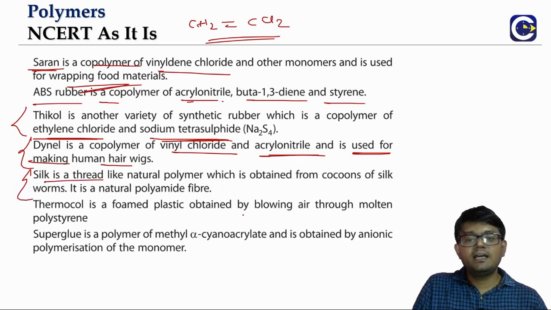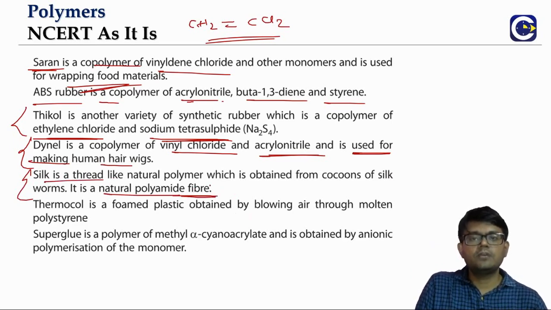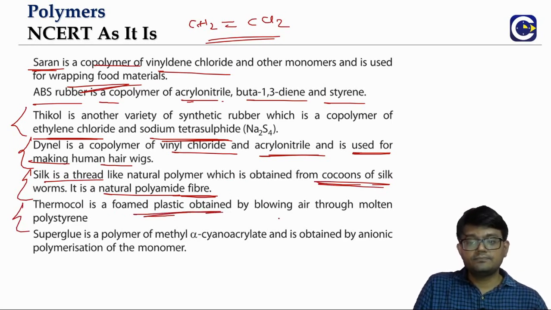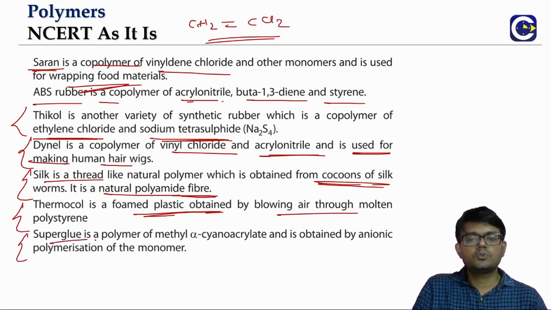Silk is a natural polymer. It's a natural polyamide fiber. We obtain silk from the cocoons of silkworms. Thermocol is a foamed plastic. We blow air through molten polystyrene, and we obtain thermocol. Then super glue. So what is super glue?